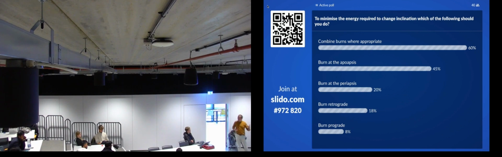Now, 60% of you said combine burns where appropriate. Why might we want to do multiple burns at our apoapsis, or a burn at our apoapsis? What else might we want to do? Because that is absolutely appropriate. Yep, you basically get more for the fuel you expend. And depending what that burn is, you may go prograde or retrograde. But basically, instead of going straight ahead or straight back, you're doing it at an inclination. Okay?